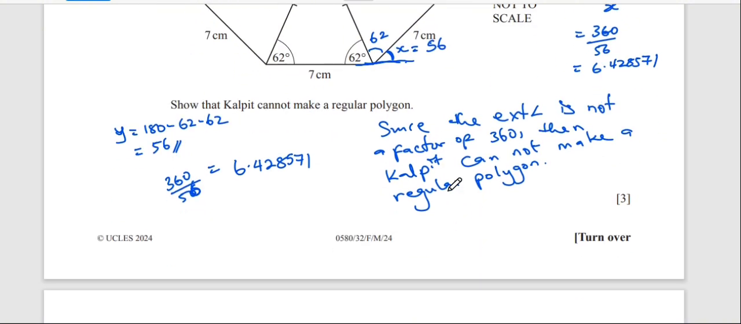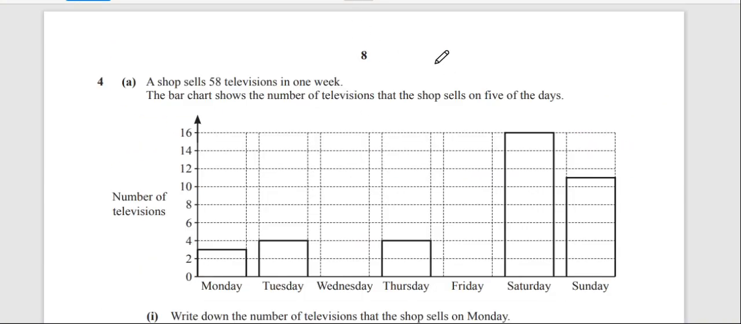All right. In the next question, a shop sells 58 televisions in 1 week. The bar chart shows the number of televisions that the shop sells on 5 of the days. Of course, 1 week is 7 days, but the bar chart is showing 5 days. So there's still something missing, but we'll see what they ask us to do.